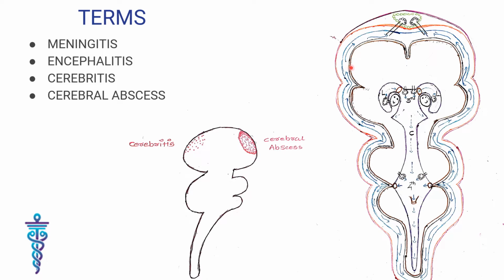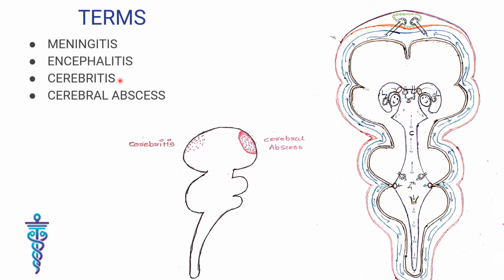Then encephalitis means inflammation of the brain parenchyma. So when only the meninges are involved, it's called meningitis. But when the brain parenchyma is involved, not the meninges, it's called encephalitis. Okay. But what about when the patient has both the meninges and brain parenchyma infected or inflamed? What do you suggest this condition is? Let me tell you, meningoencephalitis, because it has both conditions, meningitis and encephalitis.